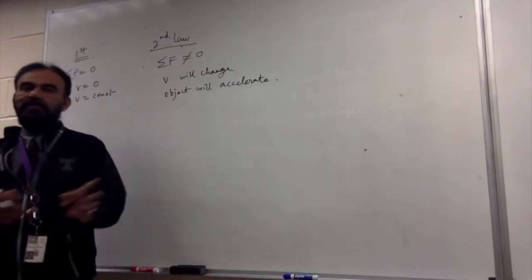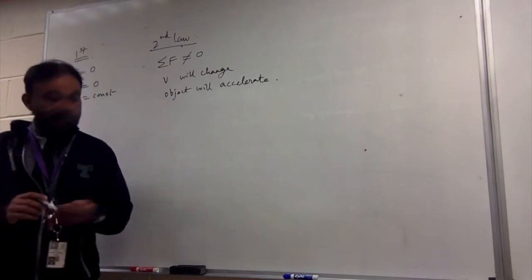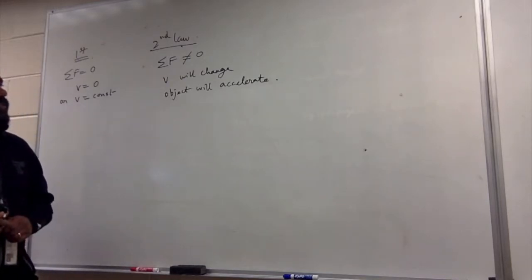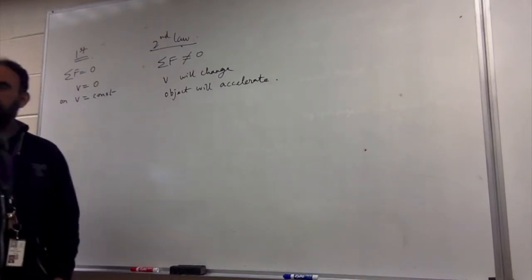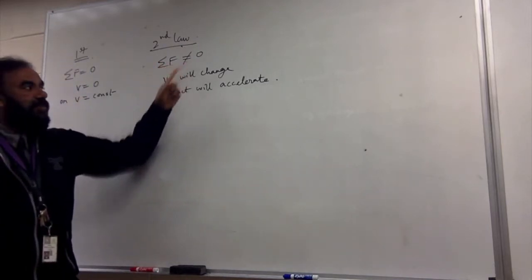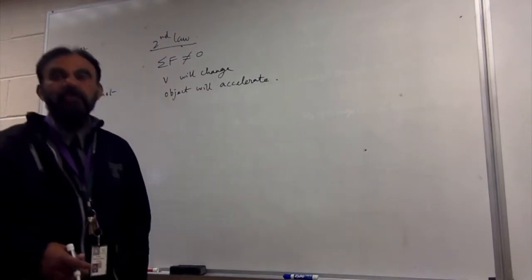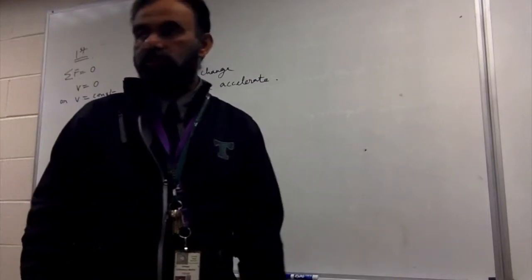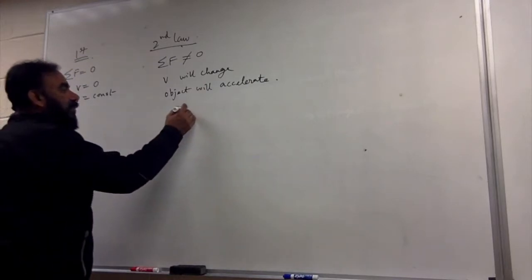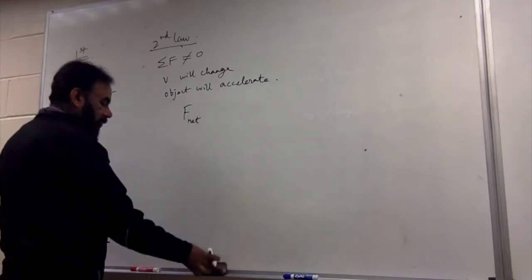And right now we are talking about linear motion. In the next chapter we'll go to circular motion, then we'll look at it differently. But right now, linear motion. So when the net force is not 0, the object will accelerate. That is basically your second law statement. In the presence of net external forces, the object will accelerate. And write down further: the acceleration is directly proportional to the net force. So F net is proportional to the acceleration.